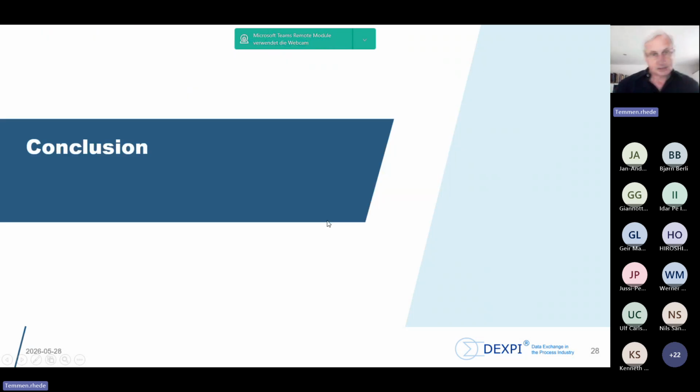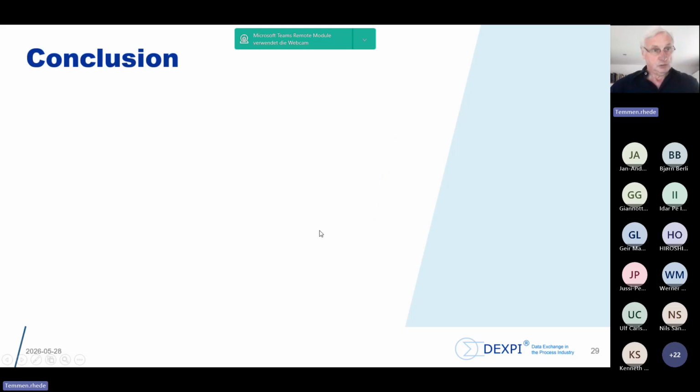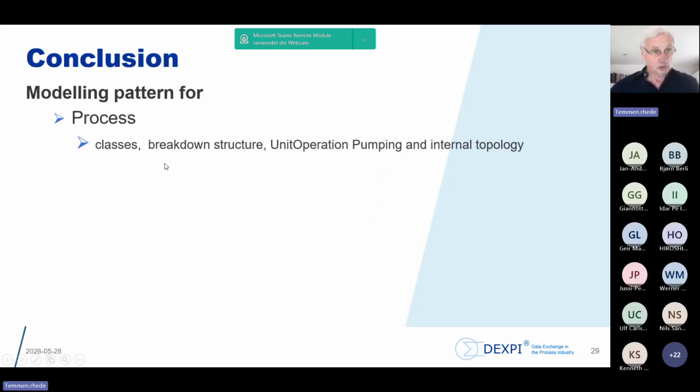And let's come to a conclusion. What I have shown was a modeling pattern for the process, for the classes, breakdown structure, unit operating, pumping, and the internal topology.